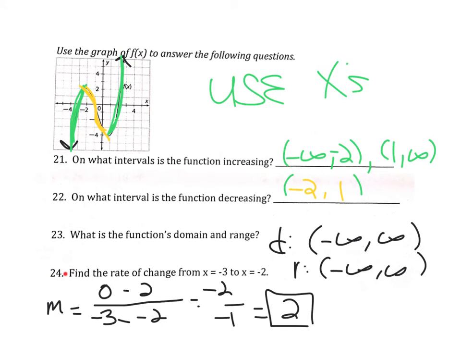Last one, 24, rate of change. Remember, x is going on the bottom, so I put negative 3 minus negative 2. You always subtract on the bottom. That gave me negative 1. The way I get the numbers on the top, I find negative 3 on my x. It's right there. The y coordinate is 0 right there, so I put a 0. I find negative 2. The graph is at 2, so I put a 2 right there, and you always subtract. 0 minus 2. Negative 3 minus negative 2. Divide, and you get positive 2.